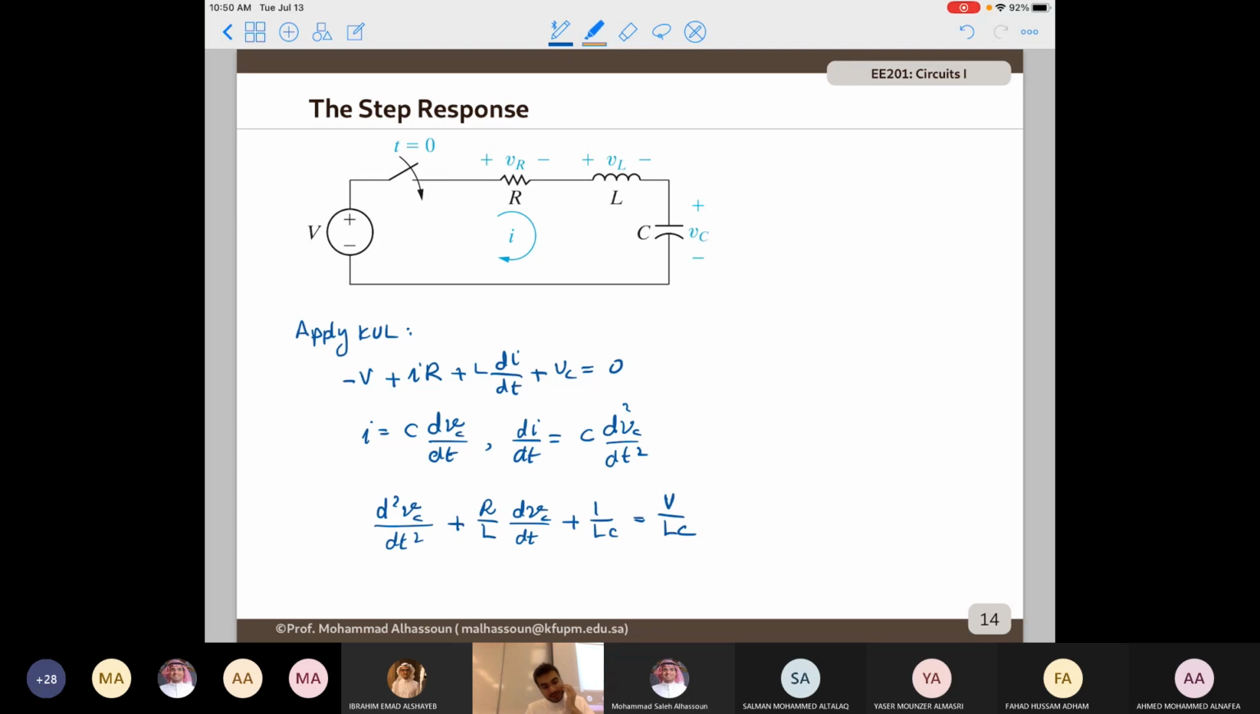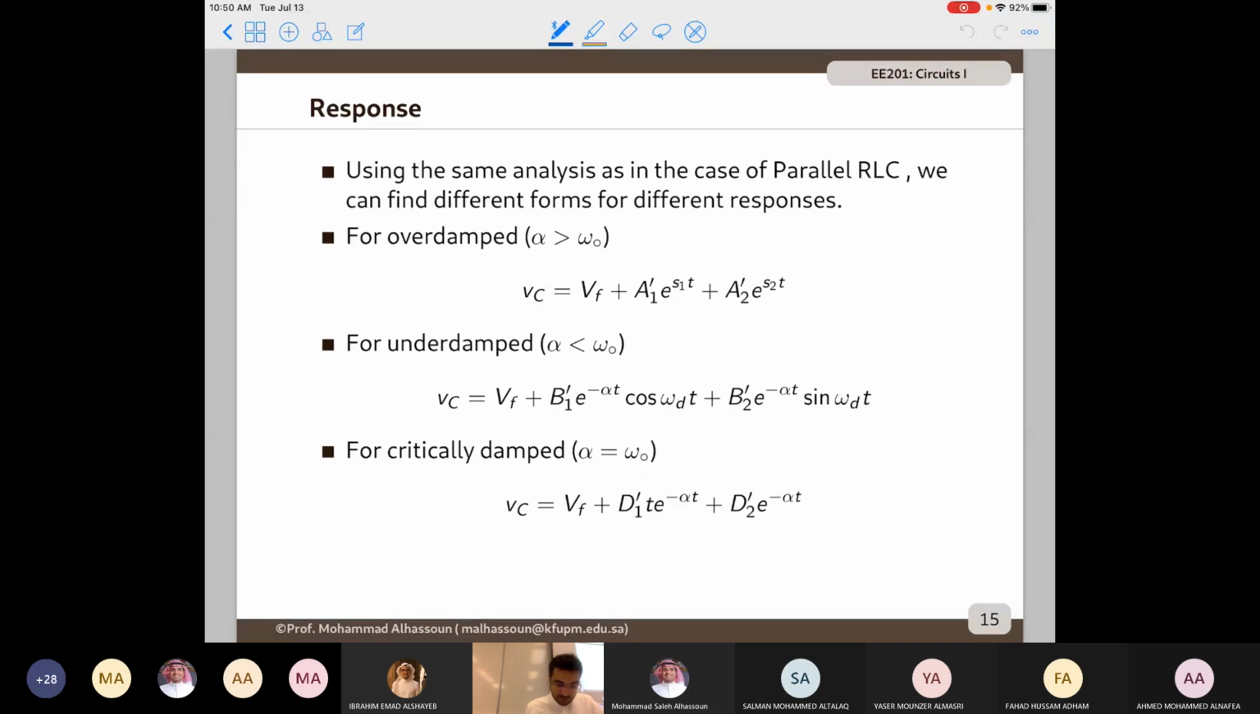So if you recall, this is exactly the same form as the natural response. The only difference here is that we have a non-homogeneous differential equation. And if you remember what we did in this situation last lecture, when we talked about the step response of a parallel RLC circuit, we said the solution will be exactly the same. The only difference is that we are going to consider the final value.